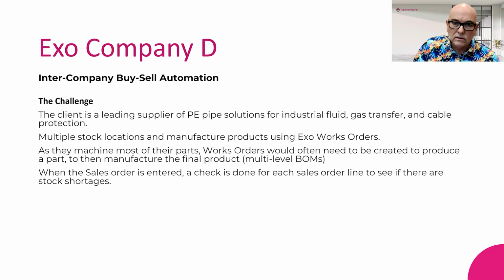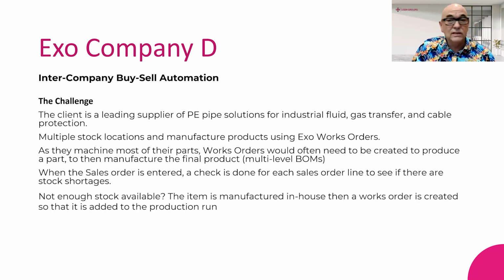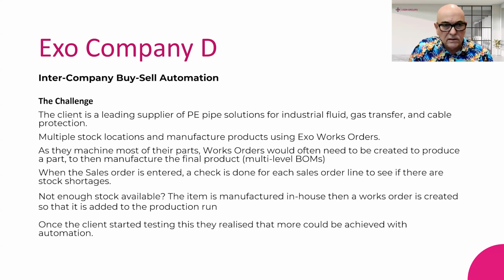A check's done on the sales order to see if there are any stock shortages. Exo does that anyway, usually. If there's not enough stock available, the item needs to be manufactured in-house and added to a production run. But there are multiple stock locations here, and the stock check is done on the stock locations.